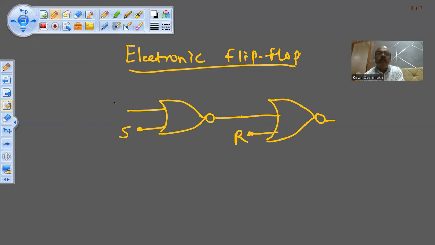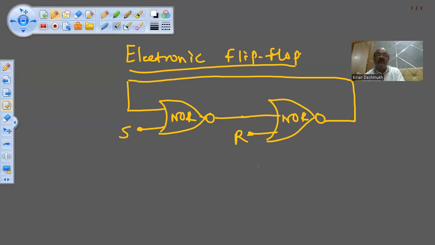And then I connect this output to the second input, like this. So this is a NOR gate, and this is a NOR gate.